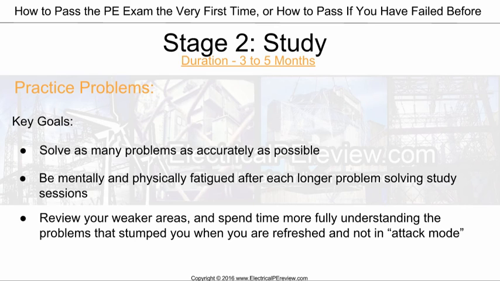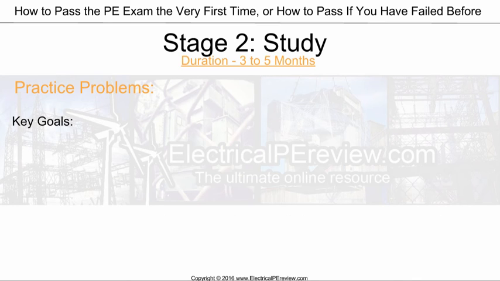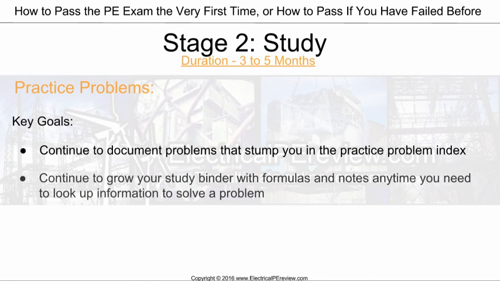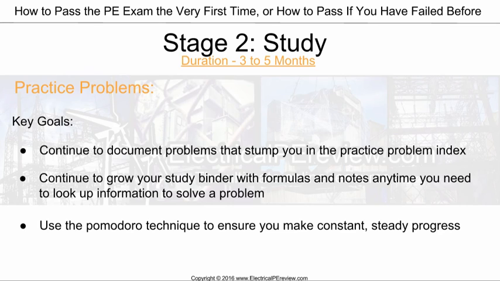Next, review your weaker areas and spend time more fully understanding the problems that stumped you when you're refreshed and not in attack mode. I kind of covered that briefly already. More key goals: continue to document problems that stump you in the practice problem index. Continue to grow your study binder with formulas and notes anytime you need to look up information to solve a problem. And of course, use the Pomodoro Technique to ensure you make constant, steady progress, which is the key to getting you through all of the material that you need to cover and get under your belt.